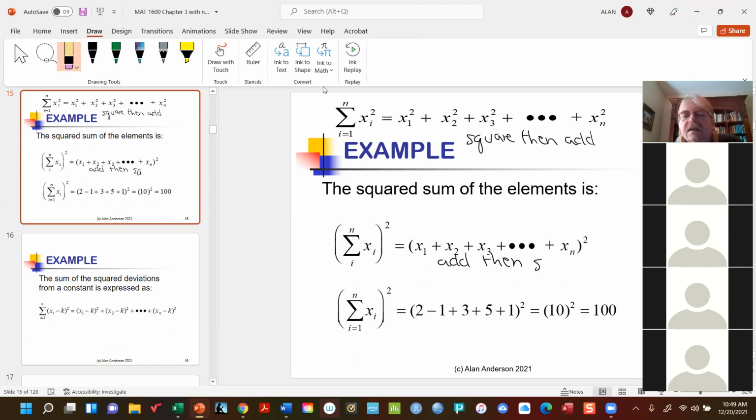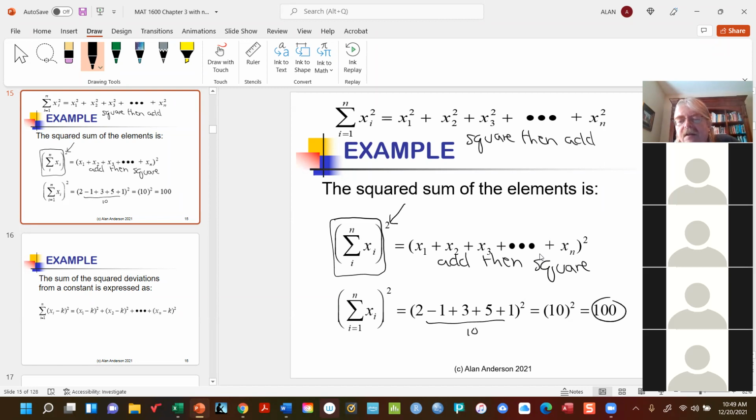Now that is different, isn't it? And you can tell because this interior part tells me to add up the x's and only then square the final result. And you can see instead of getting 40, I'm getting 100, because when we added these up, I get 10 squared, which is 100. So we have to be very, very careful with this notation. All right, so far so good?